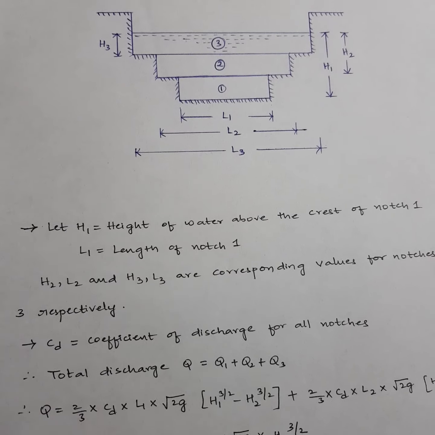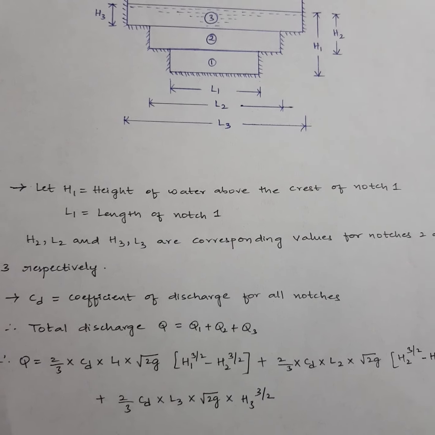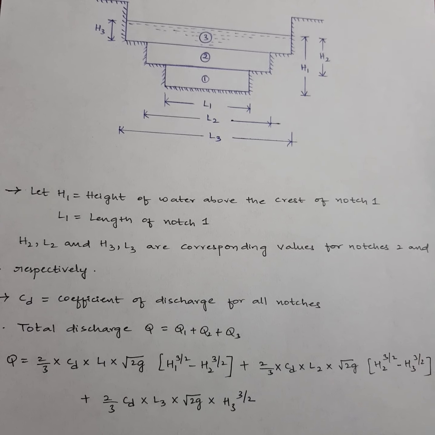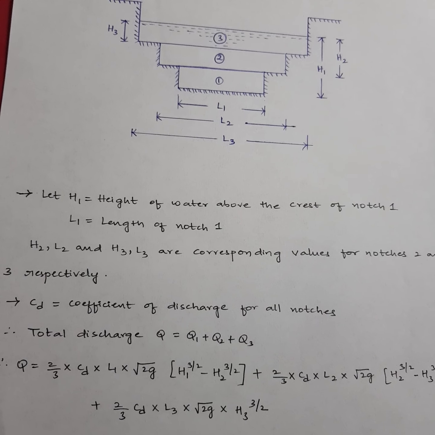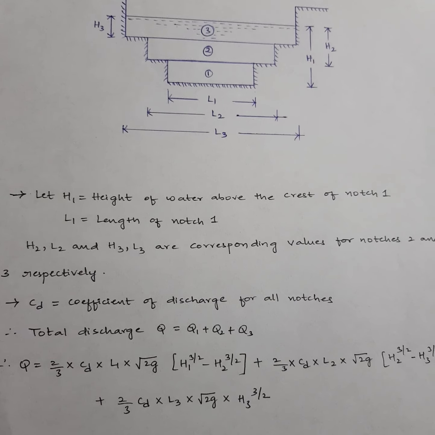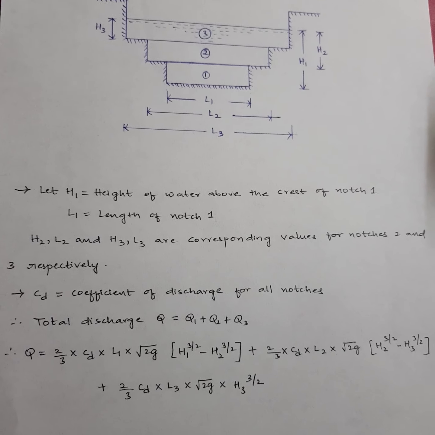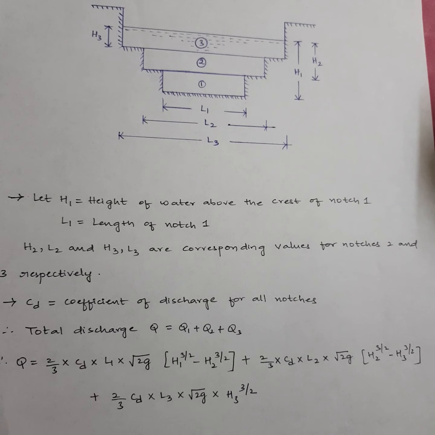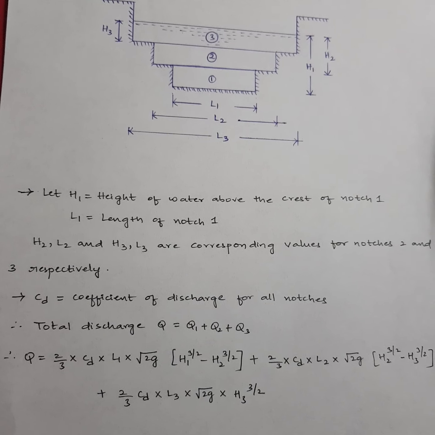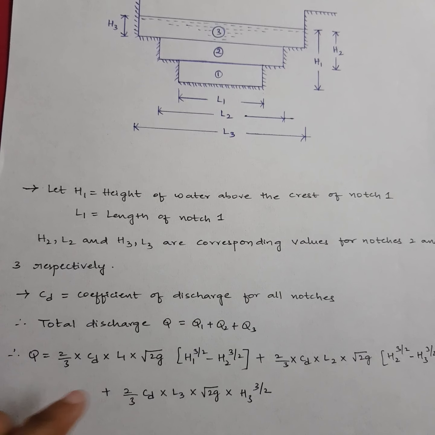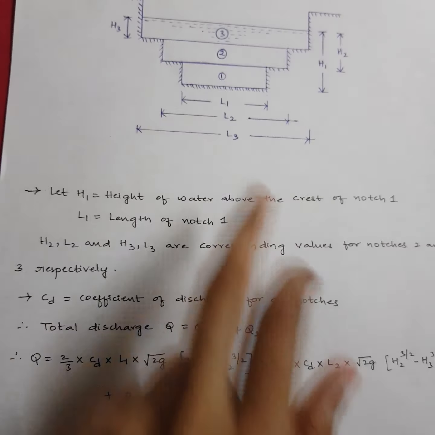In the earlier video, we have already derived the expression for discharge through a rectangular notch, which is given by the formula Q = 2/3 × CD × L × √(2g) × H^(3/2), where CD is the coefficient of discharge, H is the height of the water or head of the water over the crest of the notch, G is acceleration due to gravity, and L is the length of the notch. Now let me calculate Q1 here.